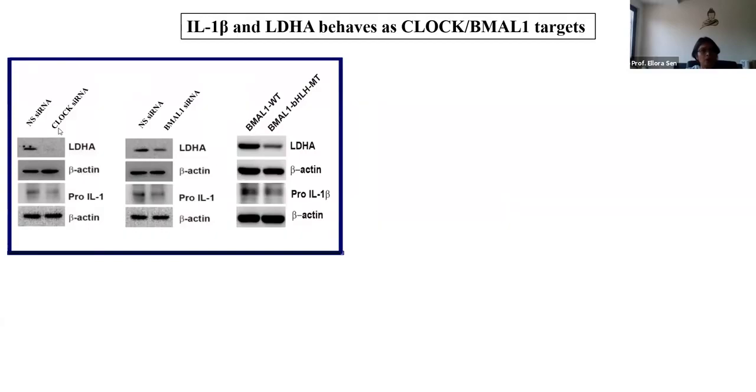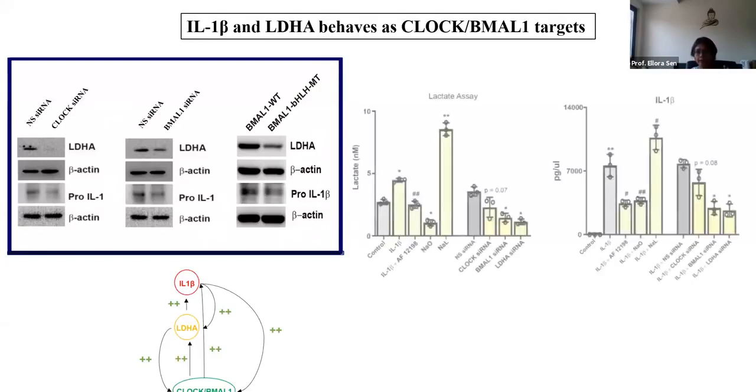Now what we did was we knocked down CLOCK, we knocked down BMAL1, and what we find is a decrease in lactate dehydrogenase and a decrease in IL1 in both cases. Now, when you derive a BMAL1 mutant which lacks the basic helix-loop-helix, whereby it's no longer able to go and bind to the E-box, you also find a decrease in lactate dehydrogenase and a decrease in the IL1 expression. So what we were trying to say is that IL1 and lactate behave as CLOCK BMAL1 targets. Okay. So they are acting as targets, lactate and IL1.